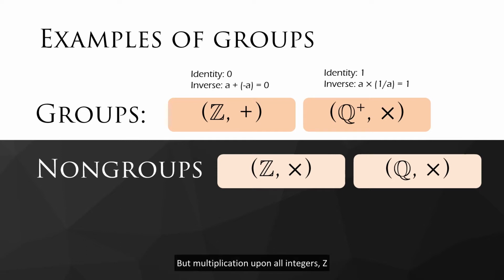But multiplication upon all integers Z and all rational numbers Q cannot establish a group structure, because there isn't an inverse of 0 under multiplication. Therefore, we must carefully check that a group structure satisfies the four axioms: closure, associativity, identity, and inverse, especially the inverse, as it makes a claim about all elements in the set.